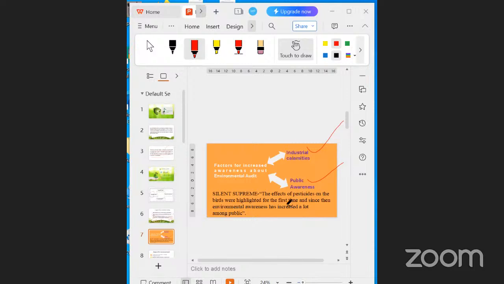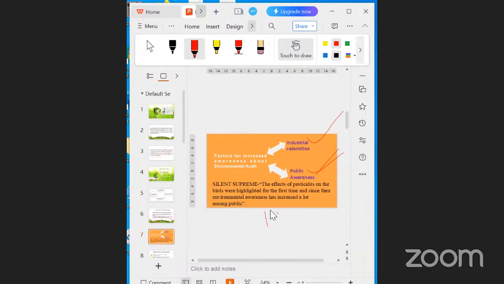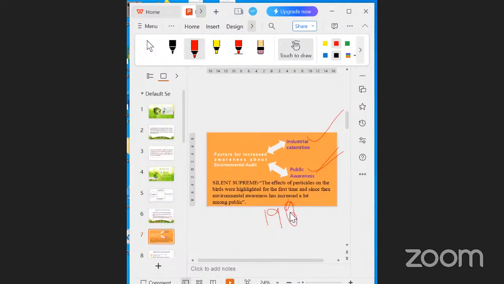And the second one is public awareness. So what is public awareness? This is another factor. In the 1960s, a book named Silent Spring was published. In that book, the effects of pesticides on the birds were highlighted for the first time. And since then, environmental awareness has increased a lot among the public.